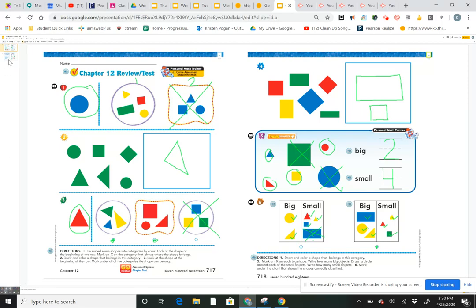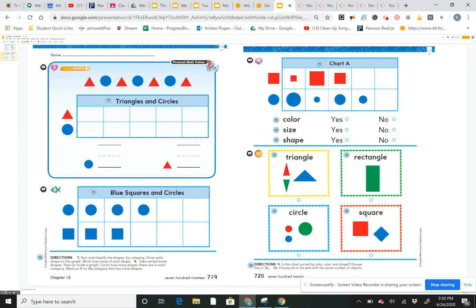Okay, we're already halfway done with our test. We have 4 problems left. We're on problem 7, which is on 719. The directions say sort and classify the shapes in each category. Draw each shape on the graph and write how many of each shape. Okay, so I have 3 things to do. I'm going to sort the shapes by category, draw the shapes on the graph, and write how many of each shape. Come back to me when you're ready to finish that problem together and check your work.